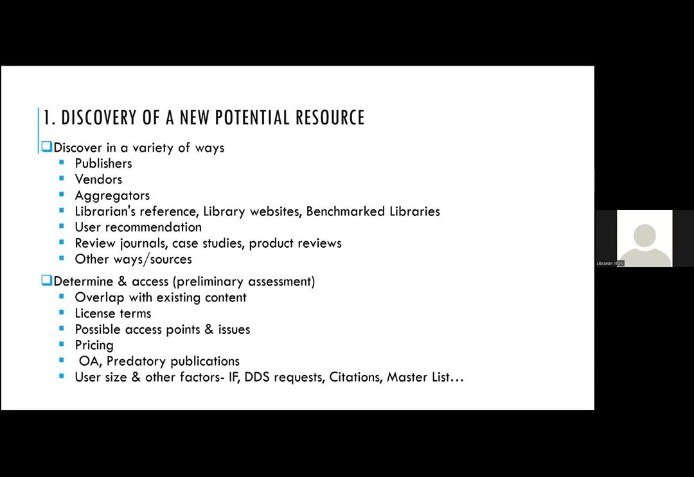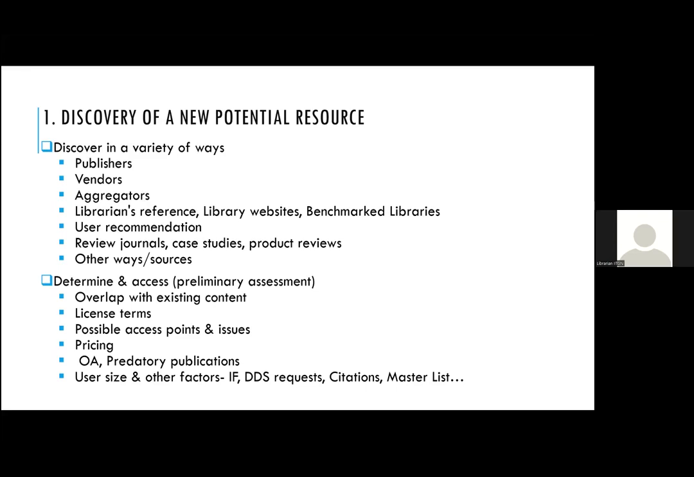After we identify those resources, we also study the overlap, and this is something that everybody would be doing: overlap with the existing resources, and also look at the license terms and possible access points. How do they provide the access, and what is the pricing? And if any of these are OA journals, whether gold or hybrid or whatever it is, and by any chance, are these predatory publications? And are they listed in the Web of Science master list?